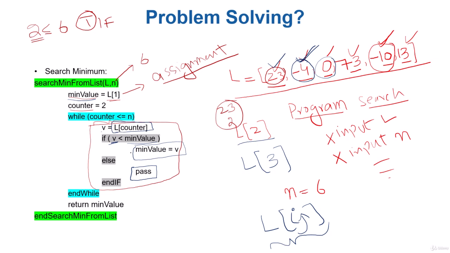So we will go in this block, and the minimum value will just be replaced by the new value. The new value right now is -4. Because -4 is smaller than 23, we are here in this body. The if condition becomes true. We are in this body, and the minimum value becomes whatever the value is in V. For this example, the value in V is -4.